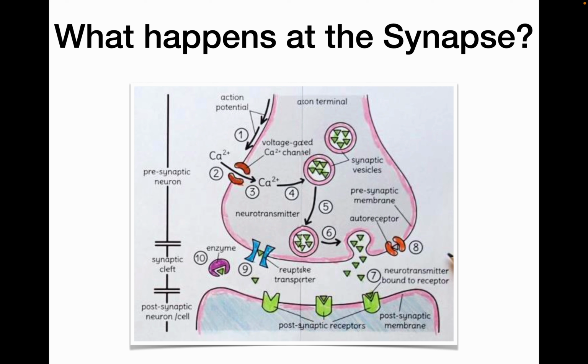Then we have reuptake transporters. They're membrane proteins that help bring the neurotransmitter back into the cell to be reused for the next signal. And we have enzymes. If this was acetylcholine, it'd be acetylcholinesterase that breaks it down to help recycle and stop even more rapidly. Because as soon as that neurotransmitter binds the receptor here, it's going to send a signal. We want to send that signal, but then stop. Okay, I hope that helped.